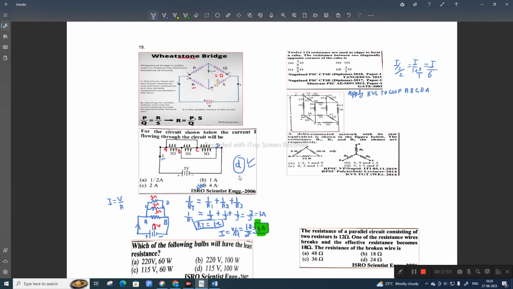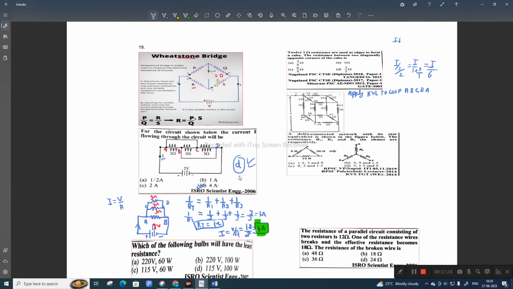Since it's a 3 branch, the current is divided by 3: I by 3, I by 3, I by 3. And again the current is going to this B node. Again there are two branches getting divided, so half of I by 3 is I by 6. Then again it is going through one node, so it will get combined, I by 6, I by 6.